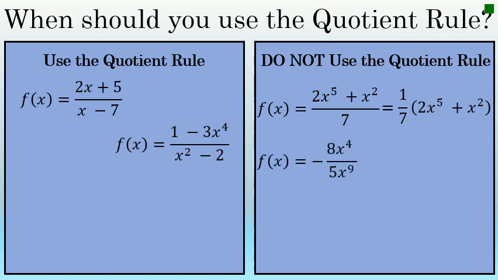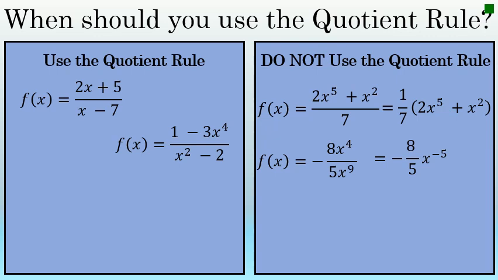Additionally, when the numerator and denominator are both one term, as in f of x equals negative 8x to the 4th over 5x to the 9th, the function can be reduced using the laws of exponents to negative 8/5 times x to the negative 5th power. This can then be differentiated in one step using the power rule.